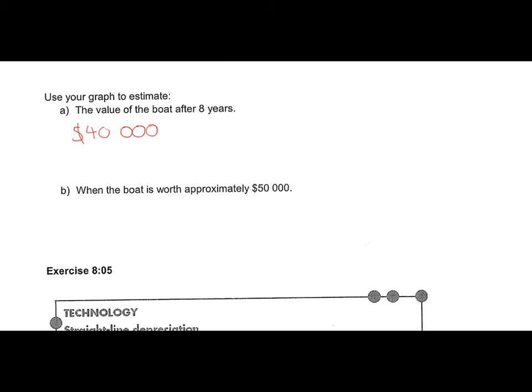Part B works a similar way. So if you just want to quickly turn back on that page, it asks you to work out when the boat is worth approximately $50,000. $50,000 is halfway between 40 and 60,000. So you might want to draw on an extra line with a ruler to help you work this out. But as you can kind of see that it goes from one box to the next at a time, because it's halfway between the 40 and the 60,000, when you go along, meet the graph and read down, it should be halfway between the 7 and the 8 as well. So what does that mean? Well, it means that it's after 7.5 years that it's worth $50,000.